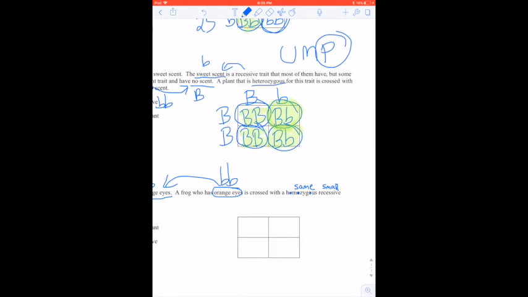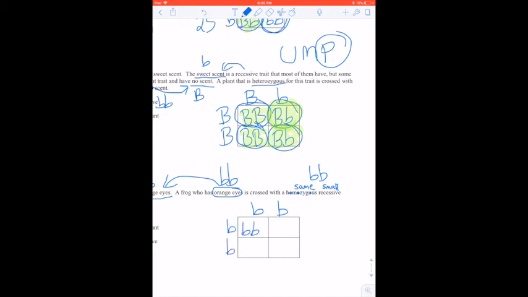So this might throw you off. You might have done this wrong just because you felt like it couldn't be the same thing that you'd already written for the other parent. But same small means lowercase b, lowercase b. So you were given a clue about the orange eye parent, and then you were told straight out that this one was homozygous recessive. So both parents are lowercase b, lowercase b.